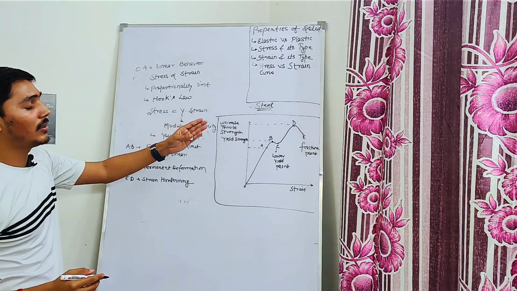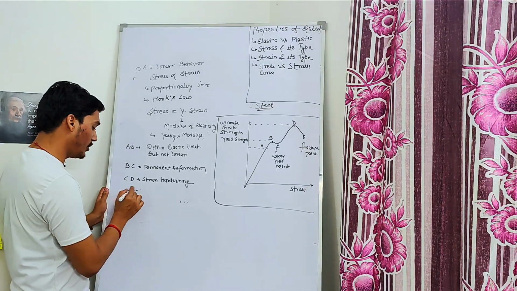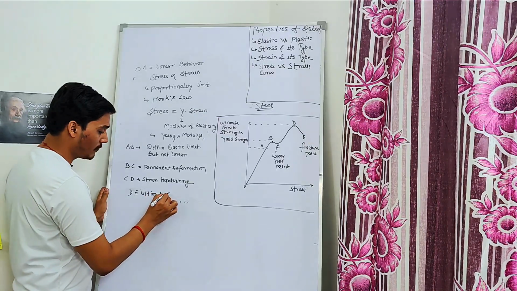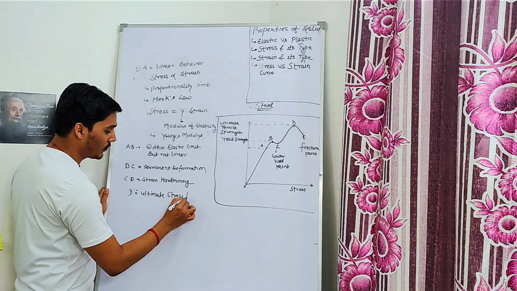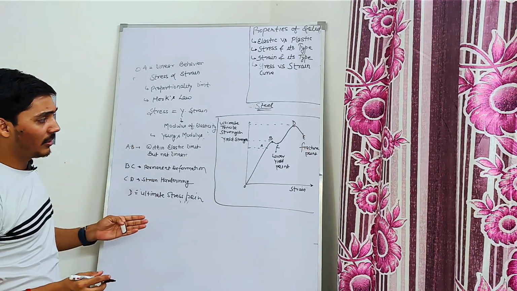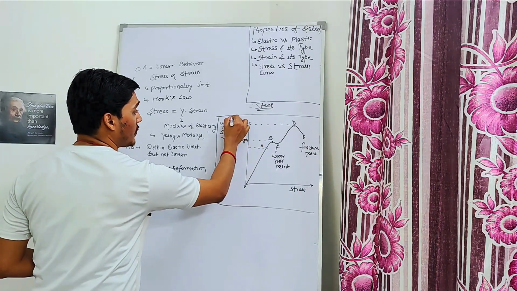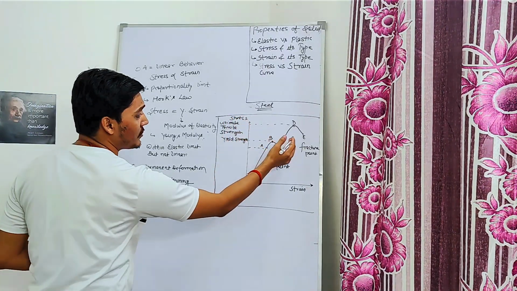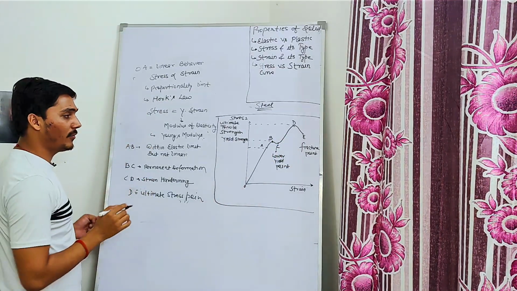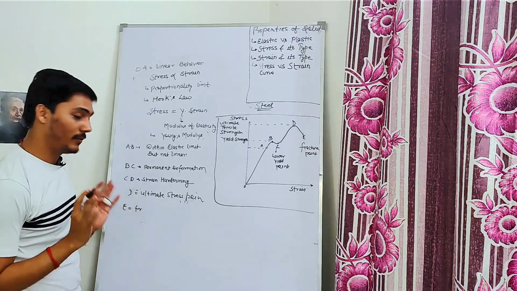After this, point D is the ultimate stress point. From D to E, even if we are decreasing the stress, the strain is still increasing, and we will reach the fracture point. This is known as fracture. Here the material will completely fail.